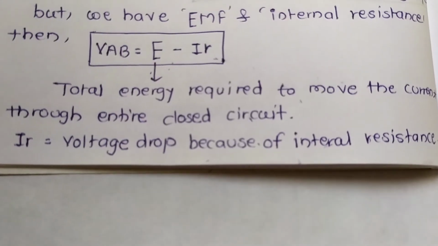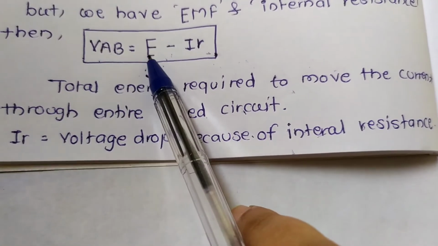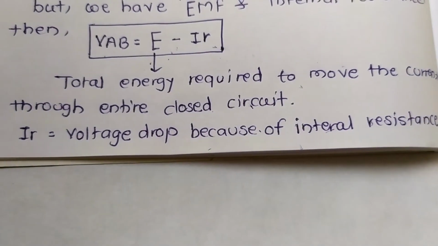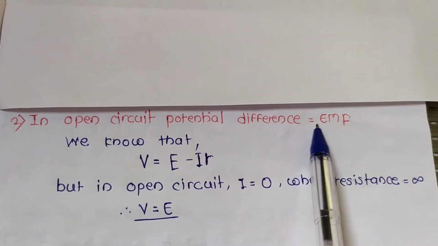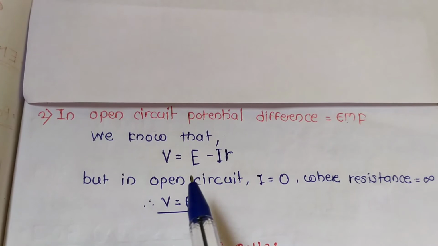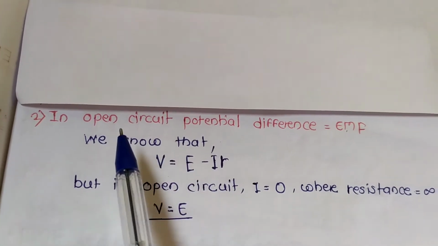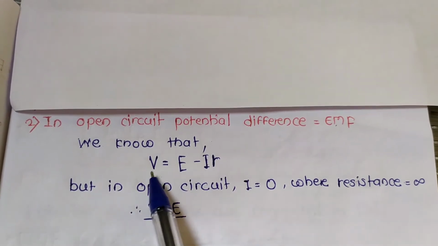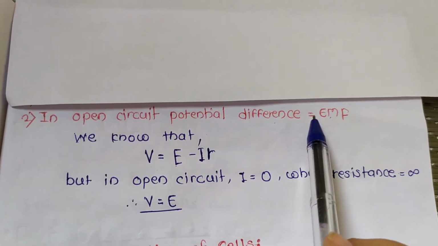Now we can observe from this equation that the potential difference is less than EMF. But in an open circuit, the potential difference is equal to EMF. How? Let's see. We have the formula V is equal to E minus I into small r. Open circuit means no current flows, so I becomes 0. Then V is equal to E. Hence, in an open circuit, the potential difference is equal to EMF.